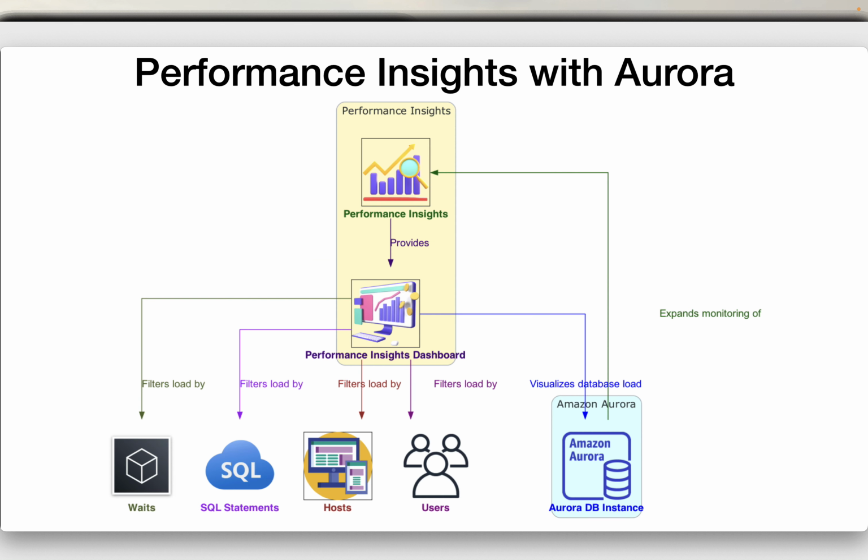Next feature is Performance Insights with Aurora. Performance Insights expands on existing Amazon RDS monitoring features to illustrate and help you analyze your database performance. With the Performance Insights dashboard, you can visualize the database load on your Amazon RDS DB instance, and filter the load by waits, SQL statements, host or users.